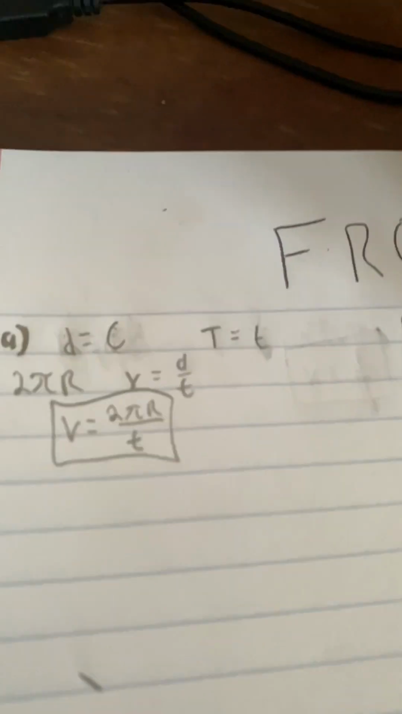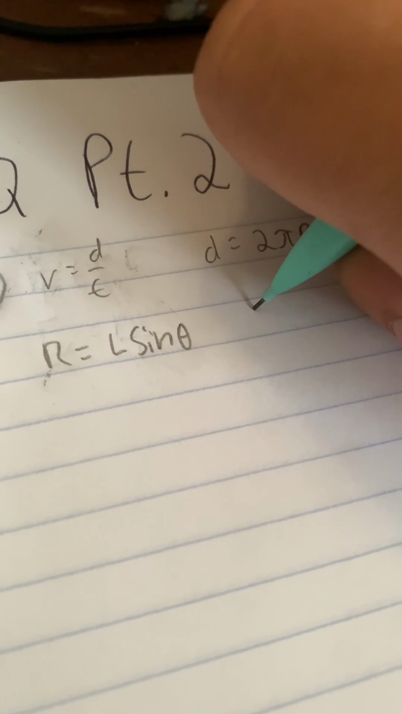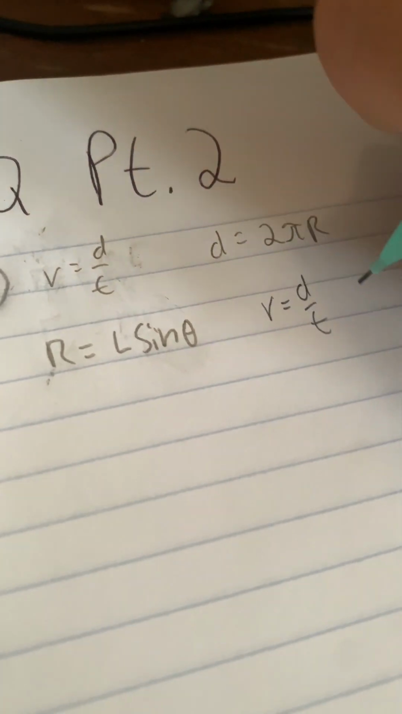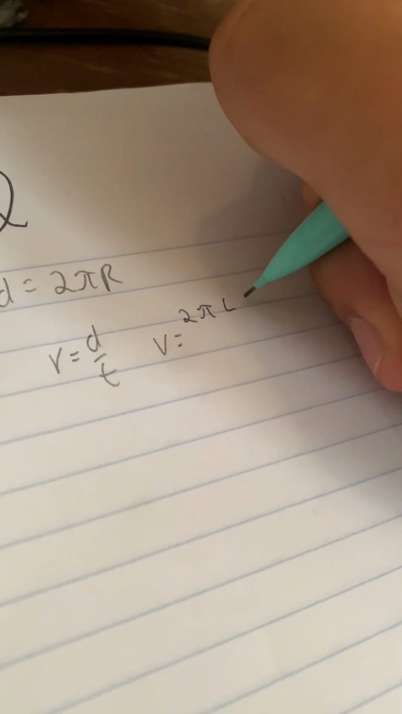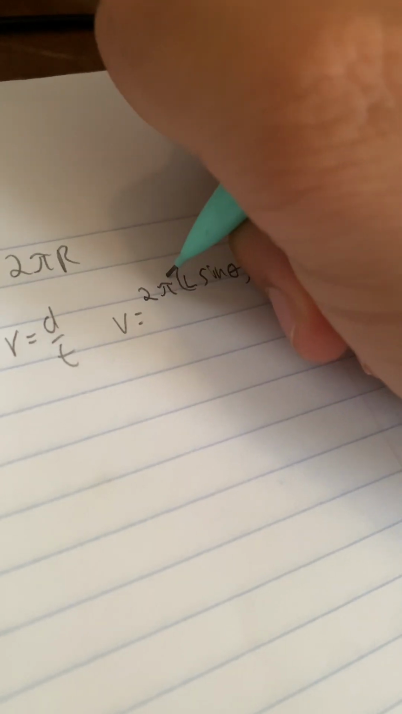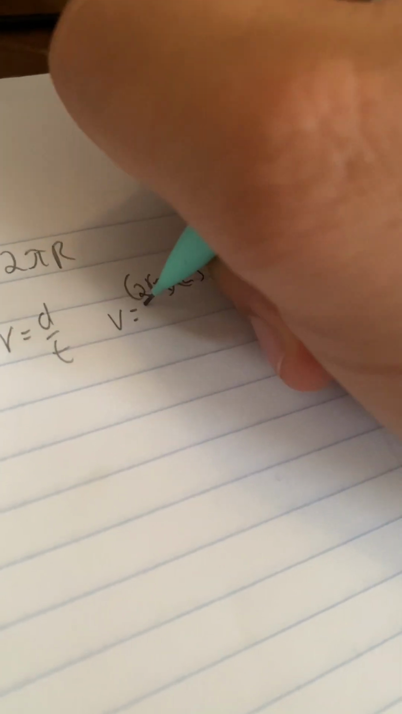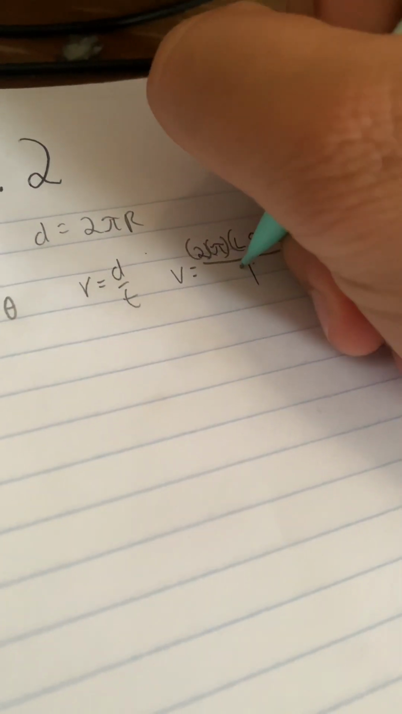And so we could do what was done before, and make it so v is equal to d over t. Since d is equal to 2 pi r, we just have to substitute and put 2 pi L sine theta over t, which is our period.